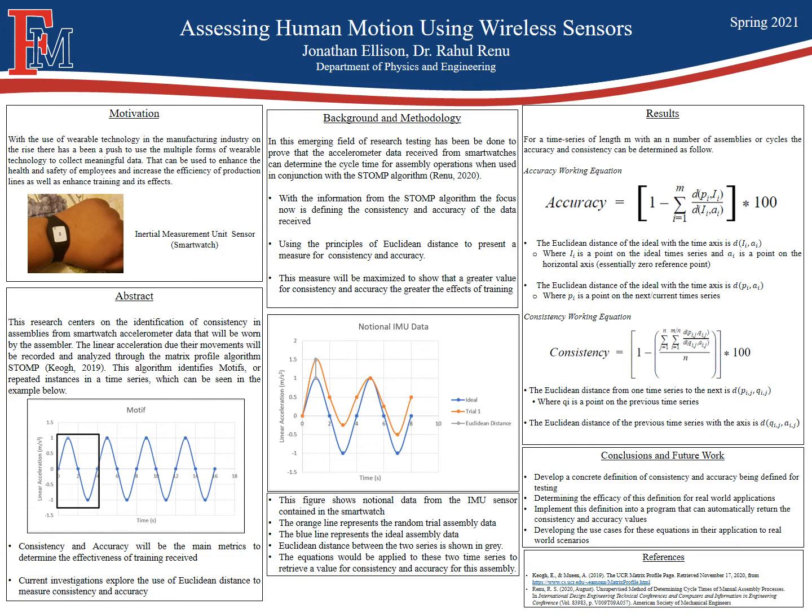Similarly, consistency is found using the same process as accuracy, except you are essentially taking the accuracy of each assembly with its predecessor, then taking the average accuracy and subtracting that result from 1. Representing that value as a percent gives the consistency of the assemblies performed.